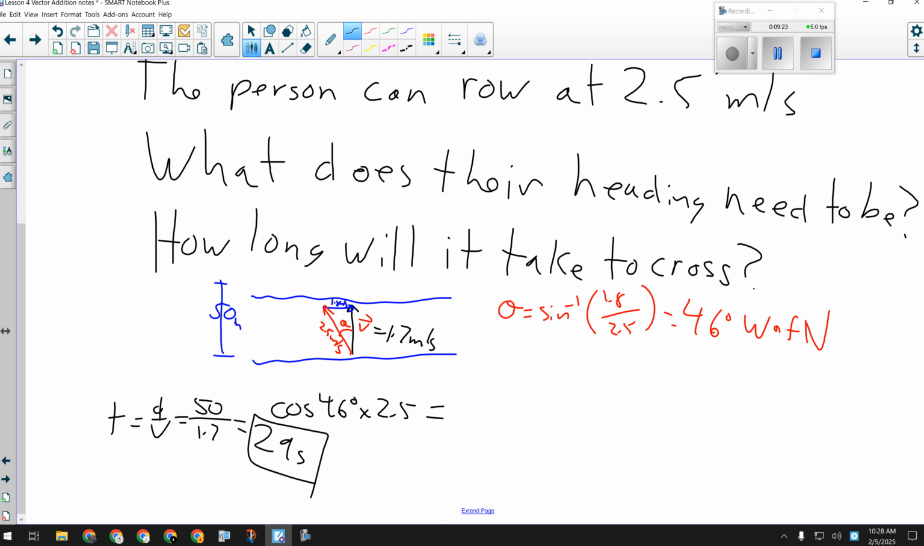Okay, ringing a bell from yesterday? All right, I would bet that you could see one or the other of those, but not both, on your unit exam. You're either going to have a rowing across or a flying across, but there's definitely going to be a boat question.